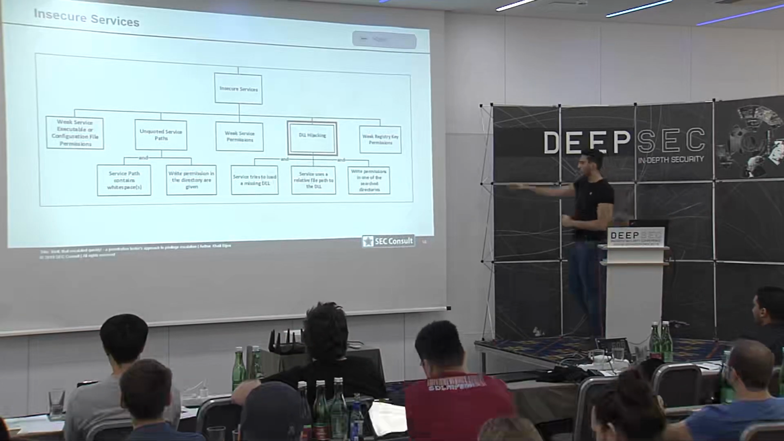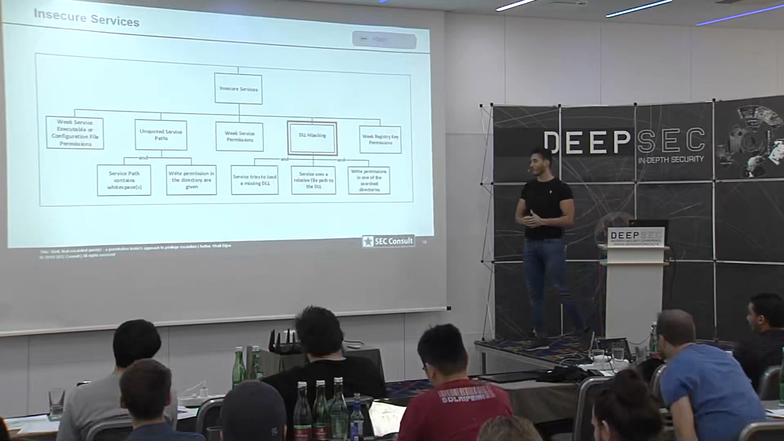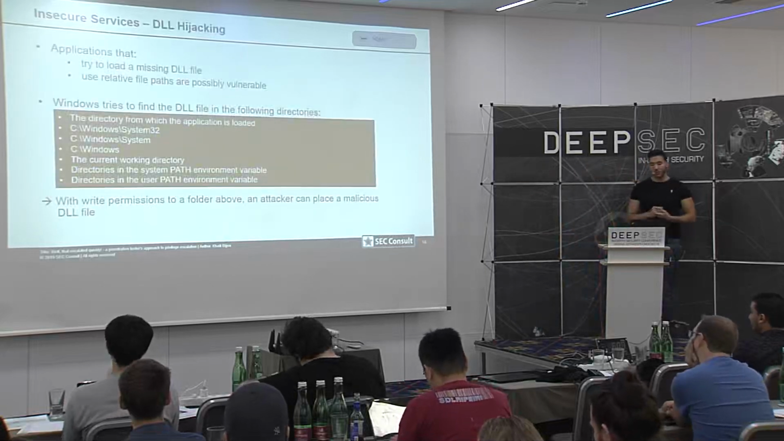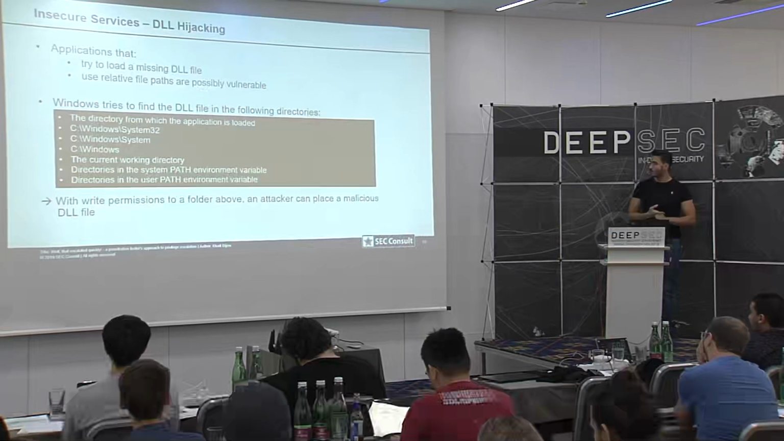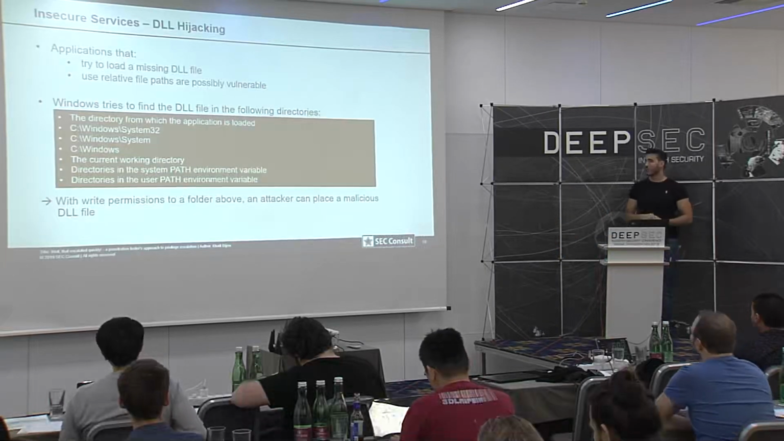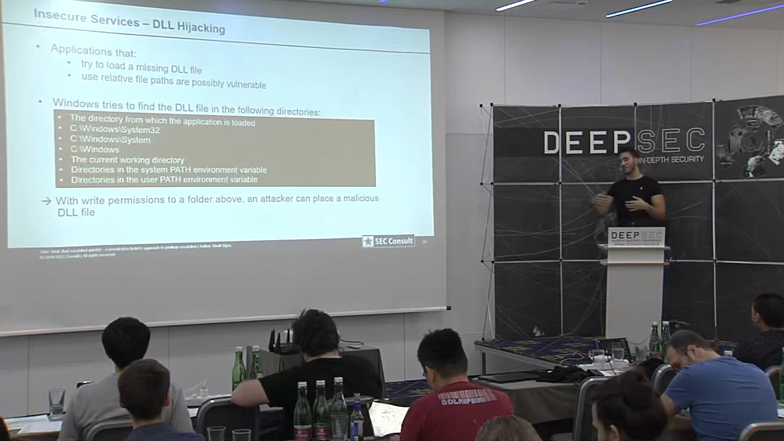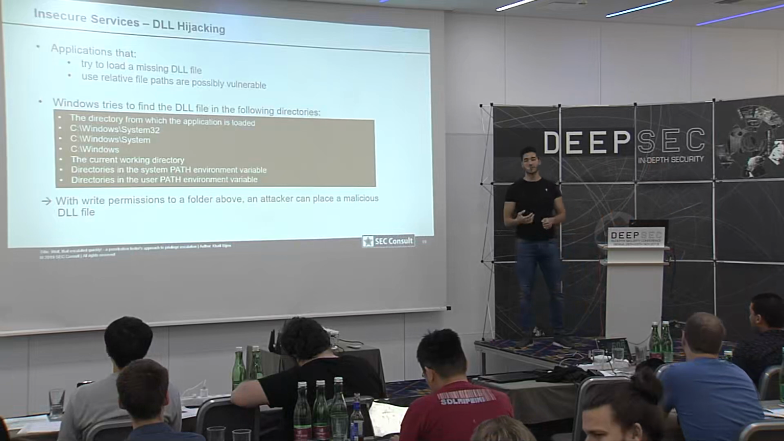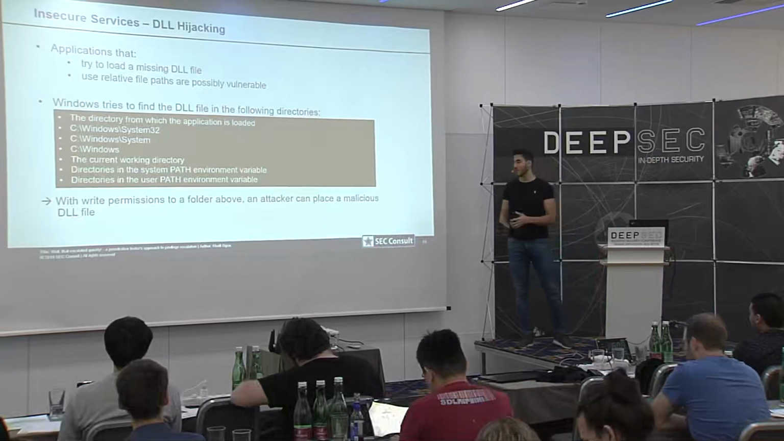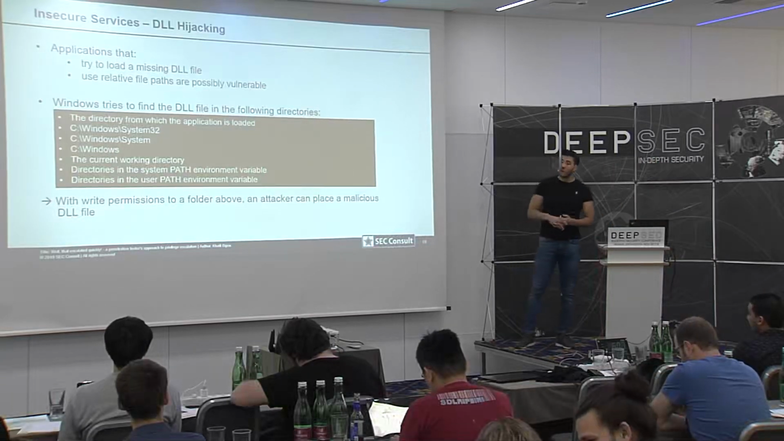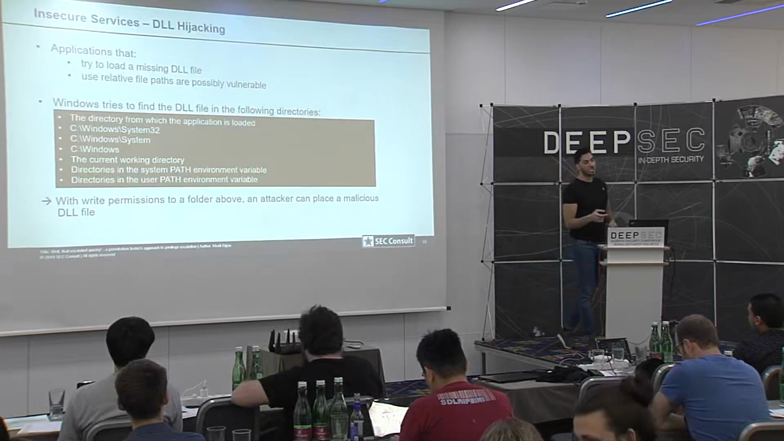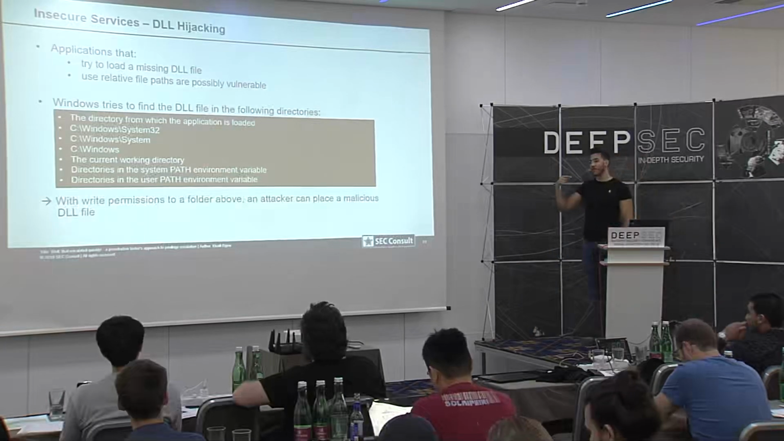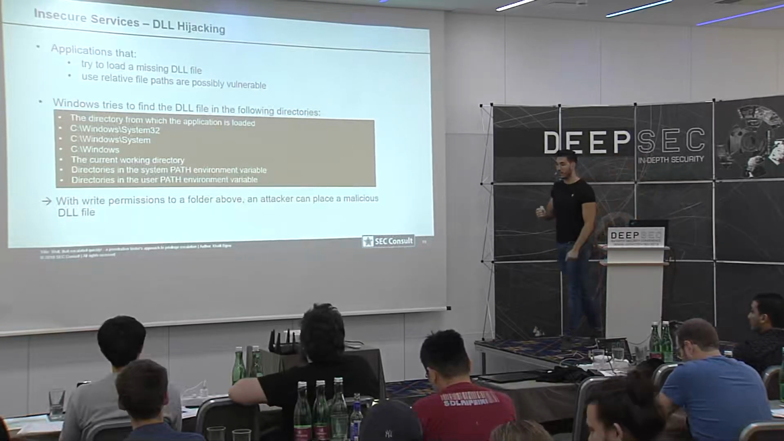And as you can see already from the attack tree, it's a little bit more complicated. So, when is DLL hijacking possible? First, what we need is an application that again runs with high privileges and that tries to load a missing DLL file. The path to this DLL file must be relative, meaning it's not an absolute path, so that it has to search for this DLL file.